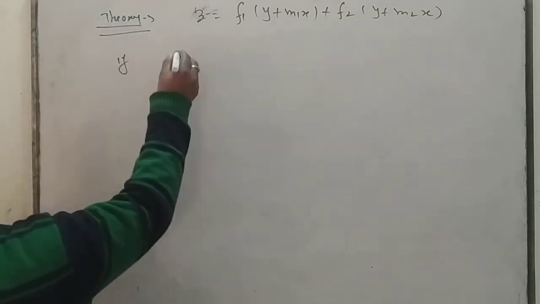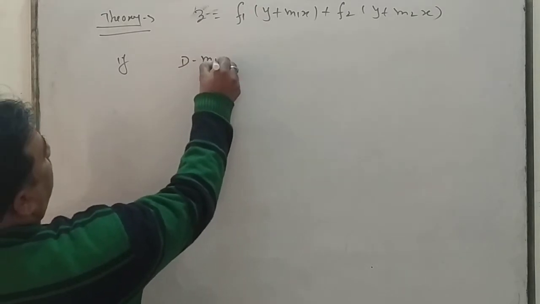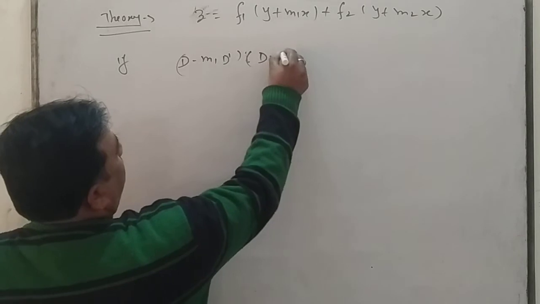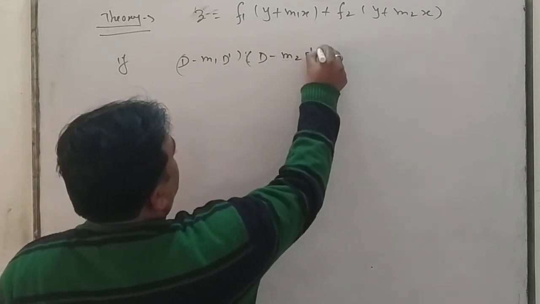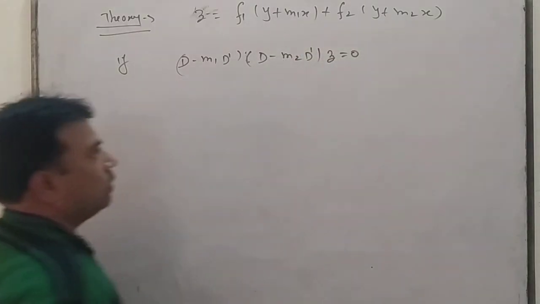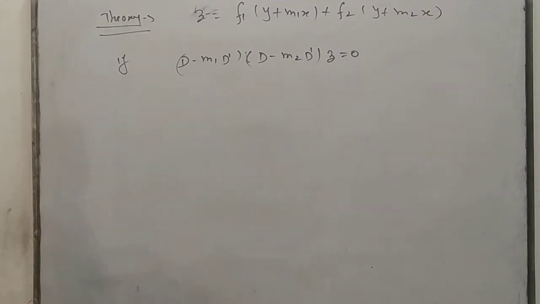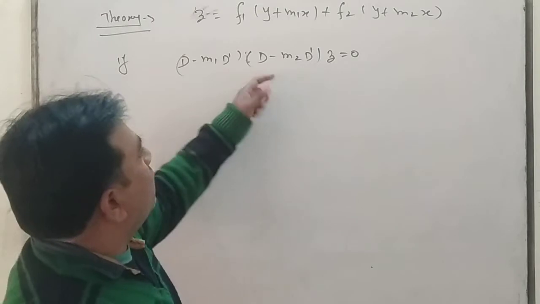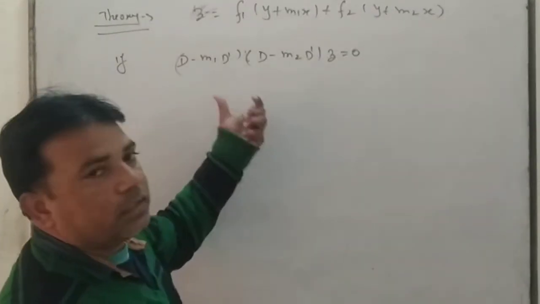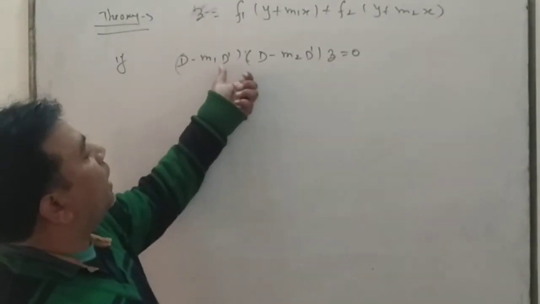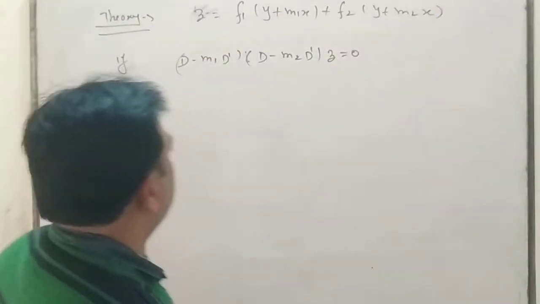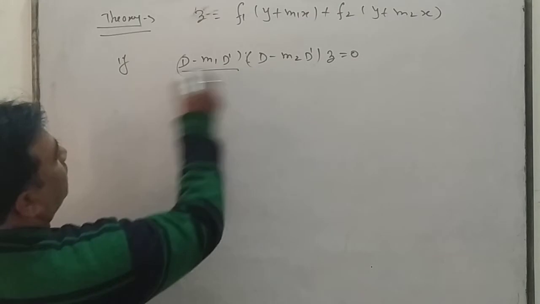If D minus m1 D dash into D minus m2 D dash z equal to 0. We discuss the operator form of the partial differential equation. In this form, we get two factors, D minus m1 D dash and D minus m2 D dash, z equal to 0. We take the first factor.